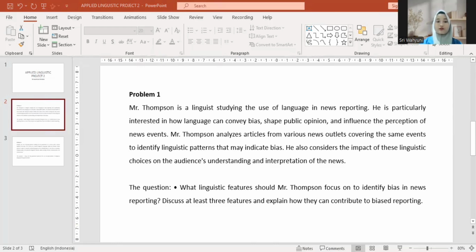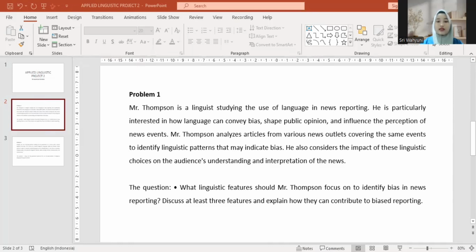So, for the first problem, the linguistic features that can be used for identifying bias is the first, lexical choices and connotation. Mr. Thompson can analyze the use of specific terms that may carry positive or negative connotations. For example, the choice between freedom fighter and terrorist can frame the subject in a way that aligns with a particular ideological stance. By examining the frequency and context of such terms, he can identify patterns of bias that reflect the underlying values of the news outlet.